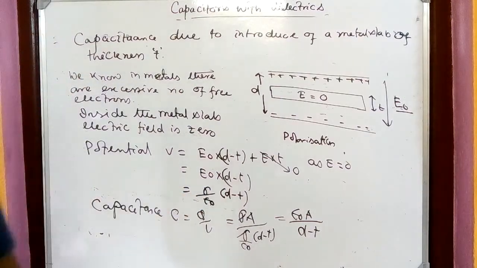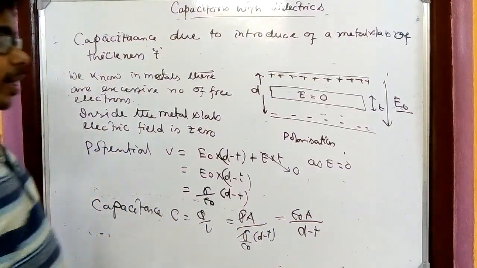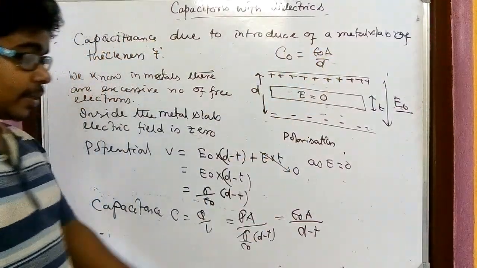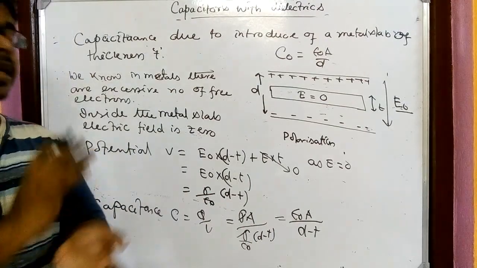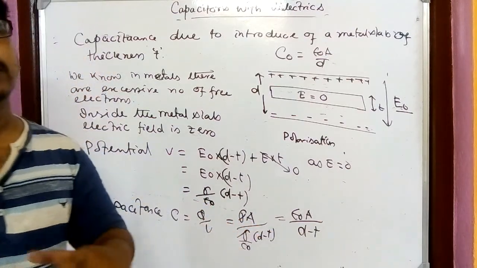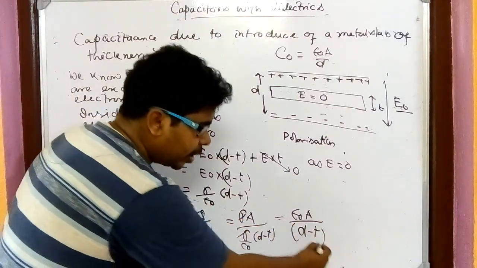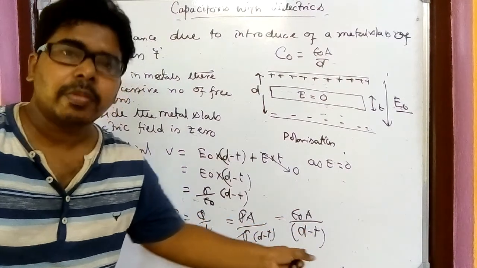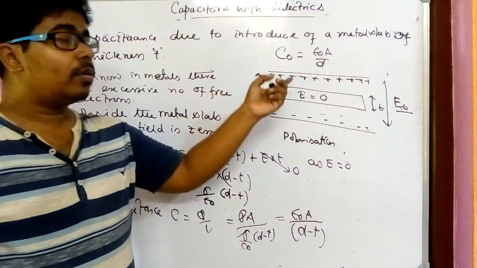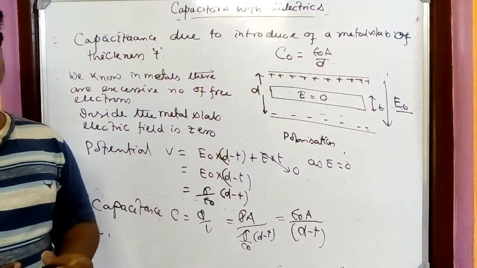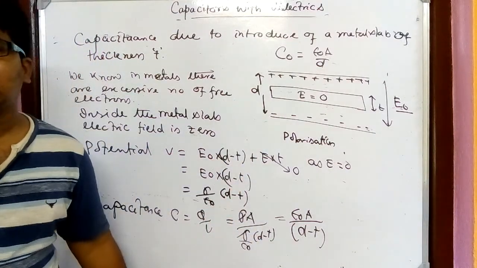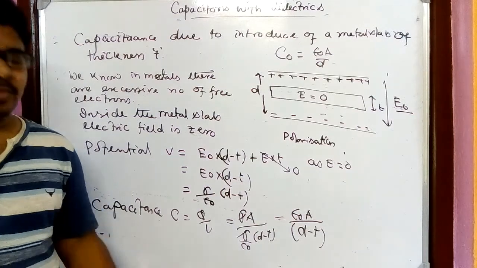Here you see one very interesting thing. For a parallel plate capacitor, C naught equals epsilon naught A by D, and here it is D minus T. That means in this case also the capacitance is increased, as the denominator is decreased. You see, this is the denominator. D minus T means less than D. So the capacitance will be increased. So should we use a metal slab inside the parallel plate capacitor to increase the capacitance? No. Why?